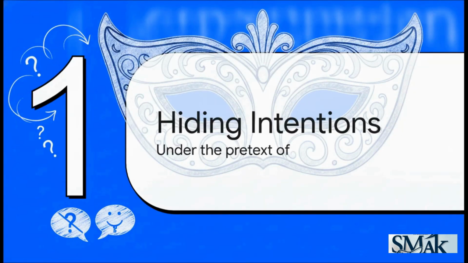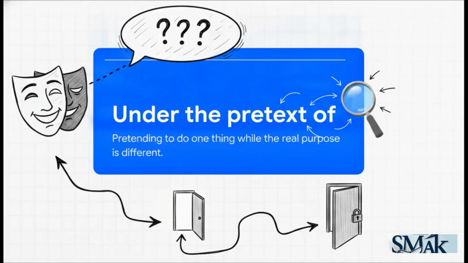Section 1. Hiding intentions, or, as I like to call it, the mask. This first grammatical tool is a clever, highly native-sounding way to describe hidden intentions in everyday conversations. The phrase we use to create this mask is "under the pretext of." And basically, this means pretending to do one thing while the real purpose is entirely different. You use this when someone relies on a false excuse or a different reason to hide their true intention. It's a beautifully precise way to describe that specific psychological dynamic.